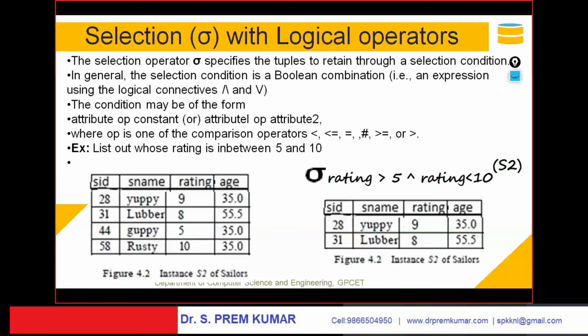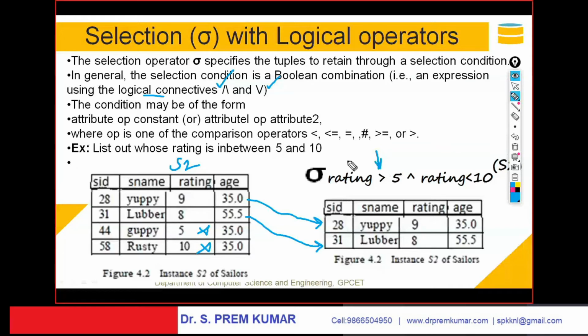Sir, what is meant by OP constant? OP is nothing but operator. Attribute, operator, attribute. Rating greater than 5. The operator can be either the greater than symbol or the less than symbol. Rating is an attribute, 5 is the value, and greater than is the operator.